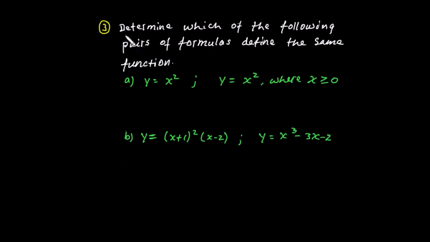So, look, this is how we found their domains. The third and last exercise: determine which of the following pairs of formulas define the same function. For example, in a, two functions are given: y is equal to x squared and y is equal to x squared where x is greater than or equal to 0. Now what is the difference? The domain of the first is all real numbers, but this one is a restricted domain. So they do not define the same function because of their domains.